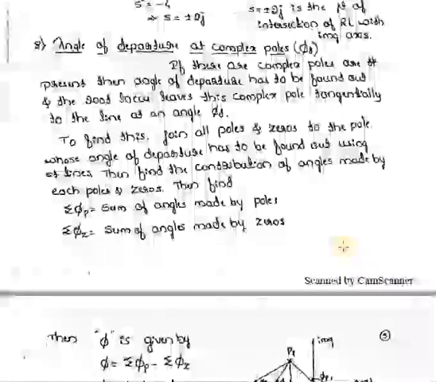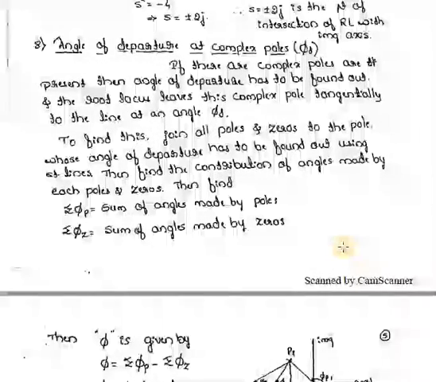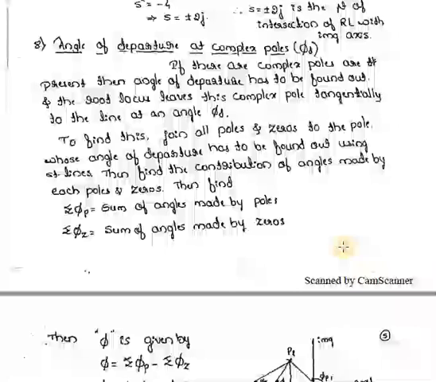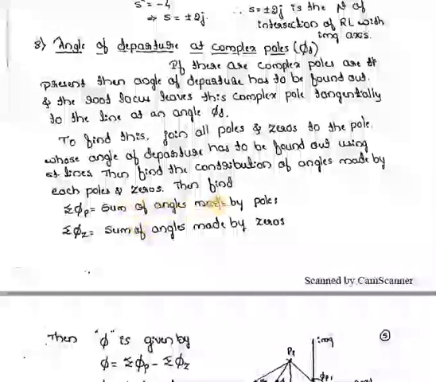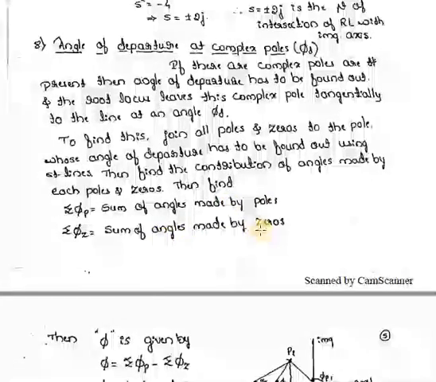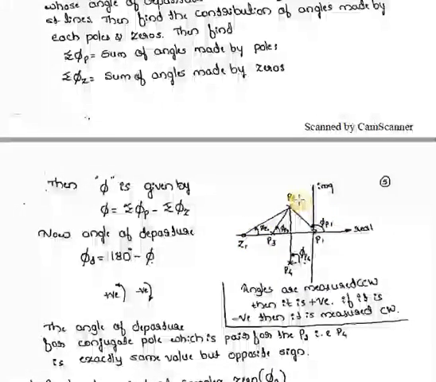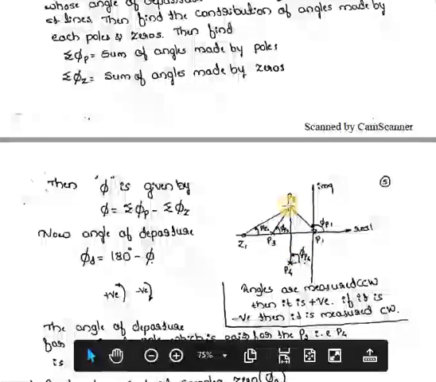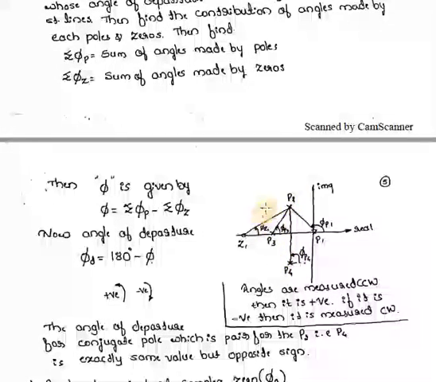To find this, you need to join all the poles and zeros to the pole whose angle of departure has to be found out using a straight line. Then find the contribution of angles made by each pole and zero. Then you need to find the summation of the angles made by poles and the sum of angles made by zeros. That is, first I have located all the poles and zeros. For example, here my P2 and P4 are the complex poles. So I will take this pole as the reference pole, and to this pole I need to join all the poles and zeros with a straight line.